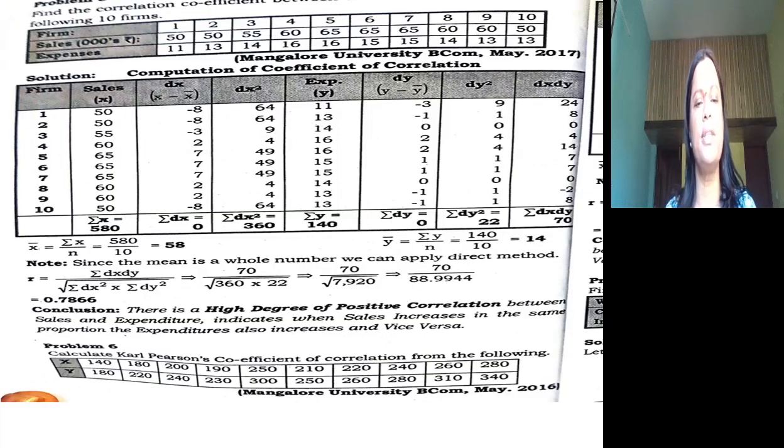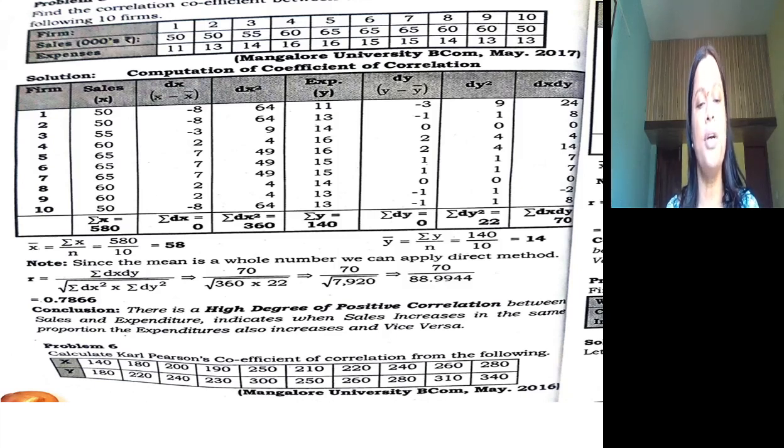Now we are moving towards the third problem. You just look at the third problem. Information on a total of 10 firms is given, 1, 2, 3, 4, 5, 6, 7, 8, 9, 10. Sales are given in rupees in thousands, and then expenses are given. So we are taking sales as variable x and expenses as variable y.